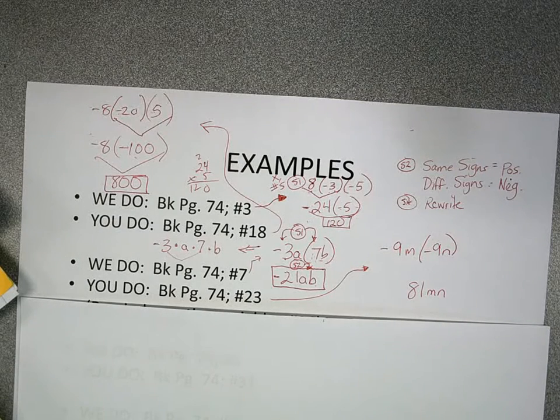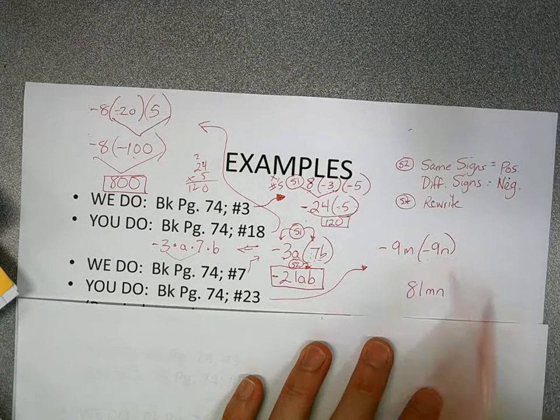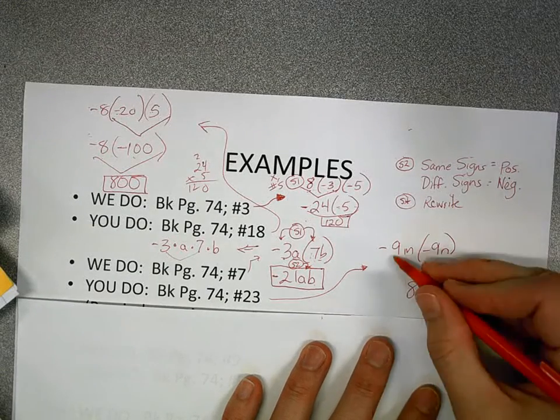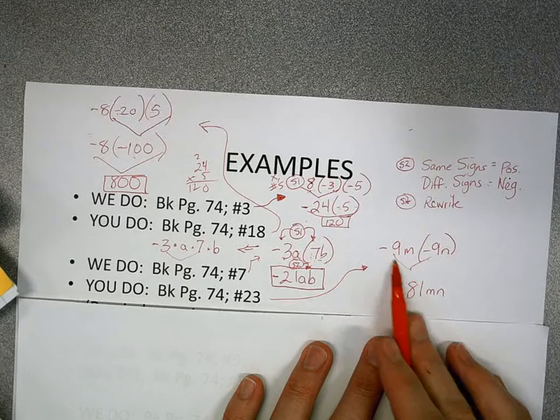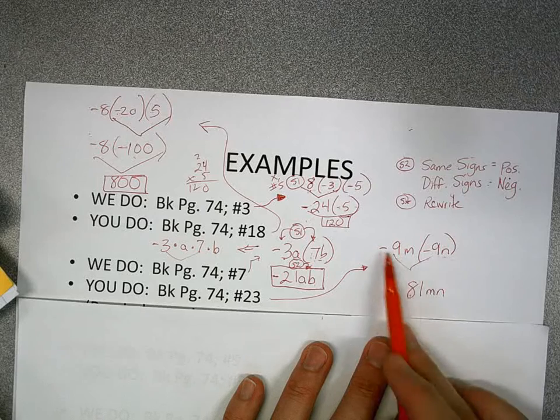Okay, looks like most of the class agrees with you. Here we go. So what are we looking at? We're looking at negative 9 times m times negative 9 times n, right? So step 1 is you're going to multiply, of course, the two integers. Negative 9 times negative 9, that gives us 9 times 9 is 81. They're the same, so it's positive.